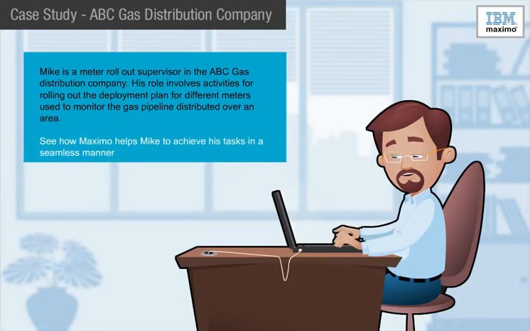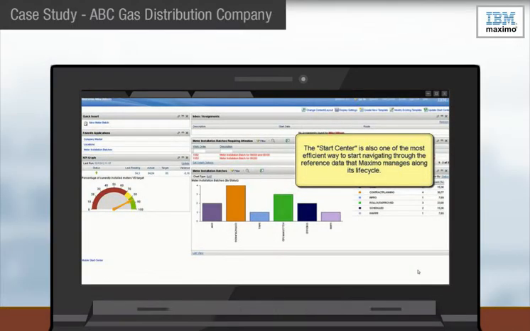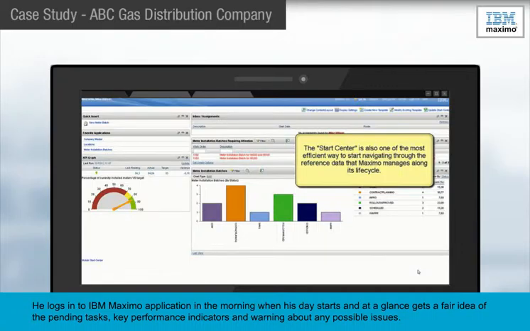Mike is a meter rollout supervisor in the ABC Gas Distribution Company. His role involves rolling out the deployment plan for different meters used to monitor the gas pipeline distributed over an area. He logs into the IBM Maximo application in the morning when his day starts, and at a glance gets a fair idea of the pending tasks, key performance indicators, and warnings about any possible issues.